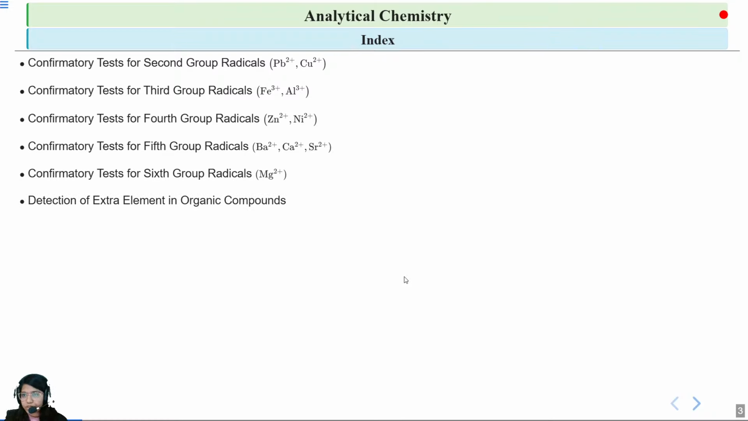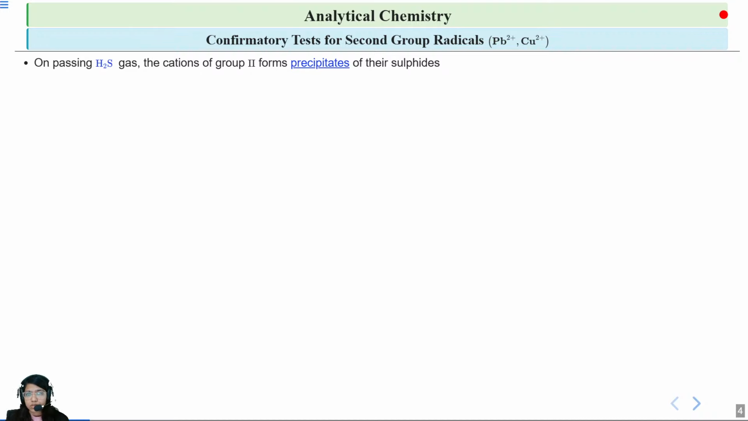After that, we will learn about methods of detection of extra element in organic compounds. And finally, we will study about the method of detection of some functional groups. So first, let's discuss the confirmatory test for second group radicals.